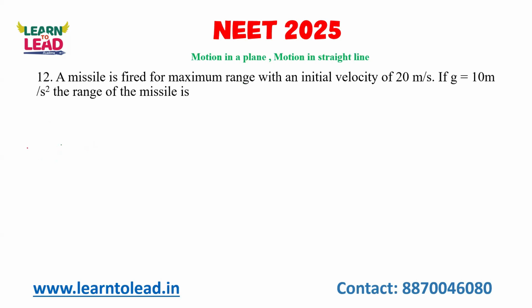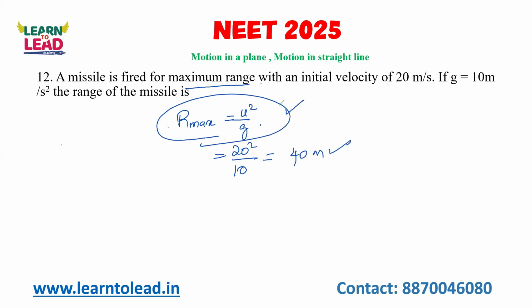A missile is fired for maximum range with an initial velocity of 20 meters per second. So maximum range is nothing but, we know, u square by g, and the initial velocity is 20 square divided by acceleration due to gravity 10. The maximum range becomes 40 meters. So you should remember that the maximum range value is u square by g.